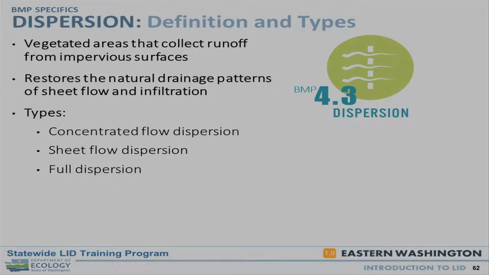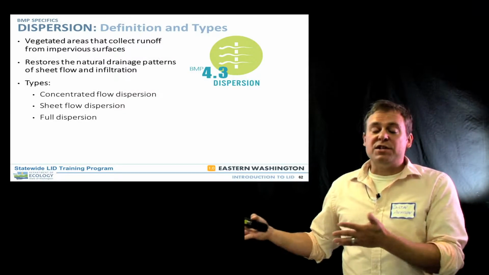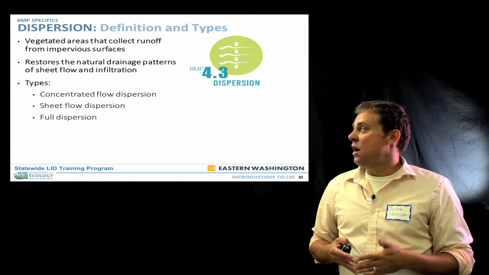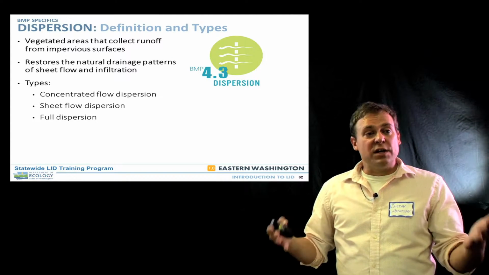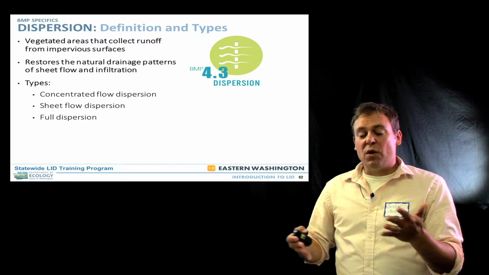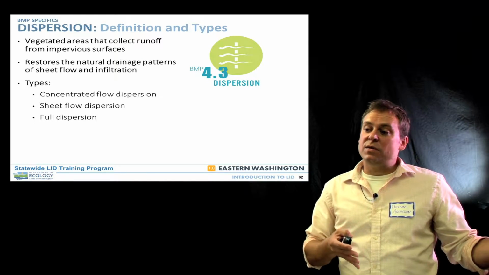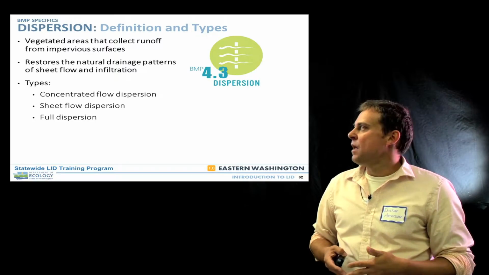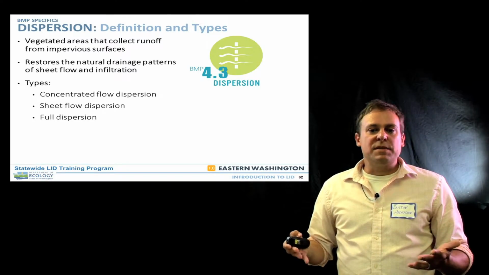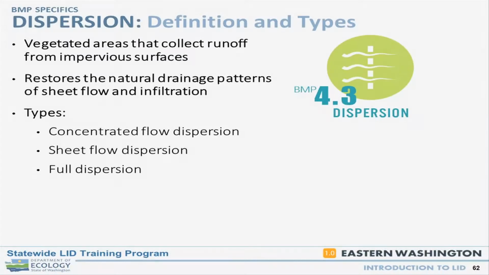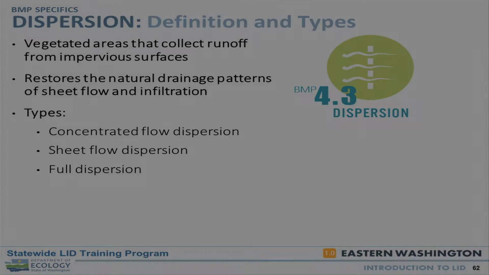The definition is basically a vegetated area that collects runoff from adjacent impervious surfaces. Again, the idea is that it restores the natural drainage patterns. So oftentimes, if you don't have too much of an impervious surface going to it, the native soil can do the job. And there's 3 real basic types of dispersion techniques. There's concentrated flow dispersion, so taking something that's already been concentrated, piped, curbed, whatnot, and redispersing it, respreading that out into a sheet flow manner across a native or restored native type landscape to provide that infiltration and retention of that runoff.